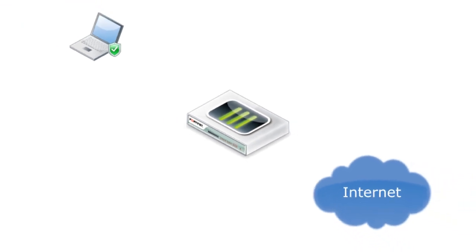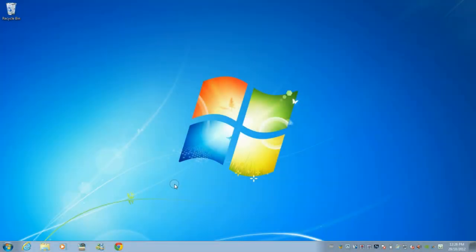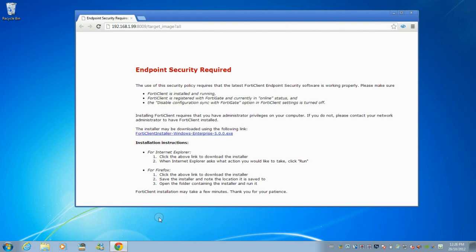Now that we've set up our endpoint profiles and policies, let's see what happens when a Windows PC user tries to connect to the internet for the first time. Because this Windows PC is non-compliant, the first time the user tries to access the internet, the captive portal will be displayed. Note the content of this captive portal can be customized.